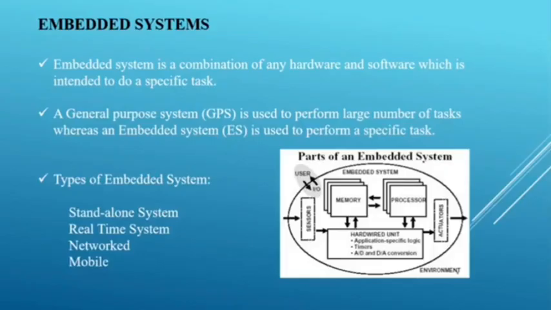So firstly, let's see what an embedded system is. An embedded system is a combination of hardware and software which is intended to do a specific task. A general purpose system, GPS, is used to perform a large number of tasks, whereas an embedded system, ES, is used to perform a specific task.